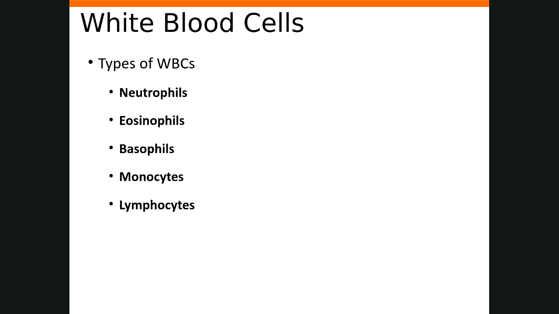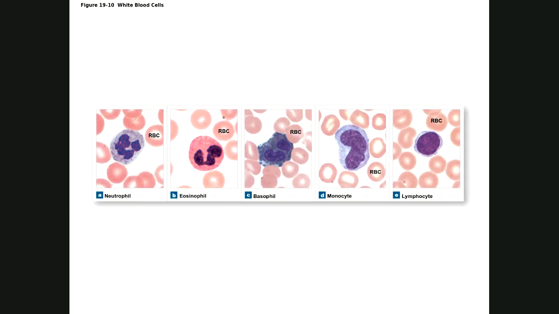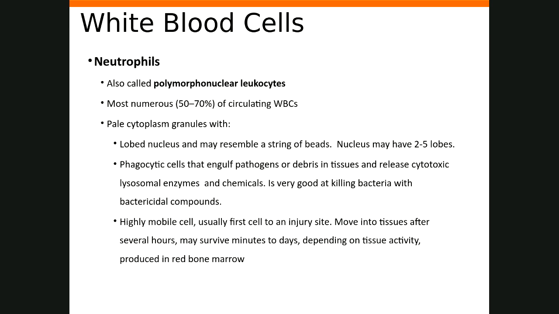All right, so there are 5 different types of white blood cells you have to identify: neutrophils, eosinophils, basophils, monocytes, and lymphocytes. Essentially, I'll use these pictures here for you to identify each one. You can see all 5 of them right there. And that's how I'll test you on these white blood cells.